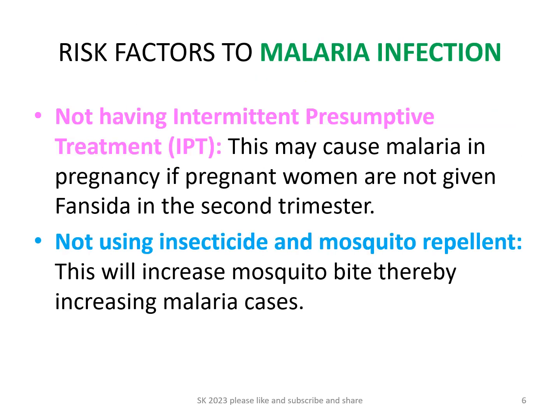Then not having intermittent presumptive treatment. This may cause malaria in pregnancy if pregnant women are not given Fansidar in the second trimester. Even if they don't have malaria, you can give this Fansidar to try and prevent malaria. So if they're not given that for prophylaxis, they may get malaria.